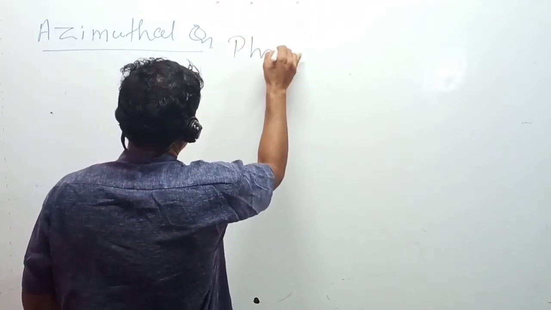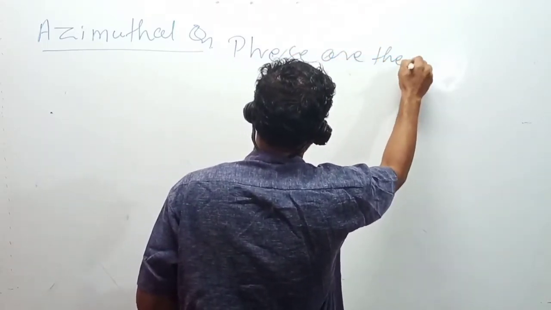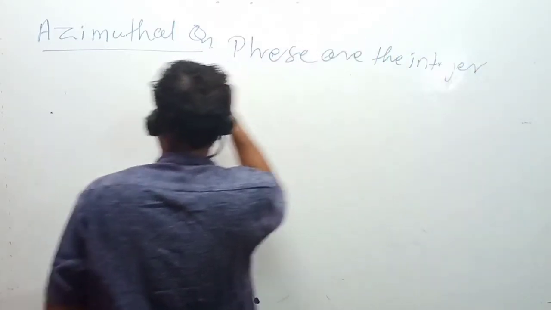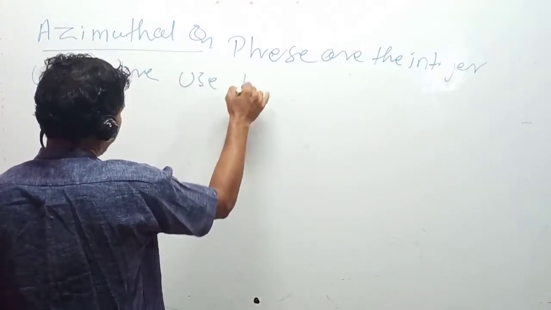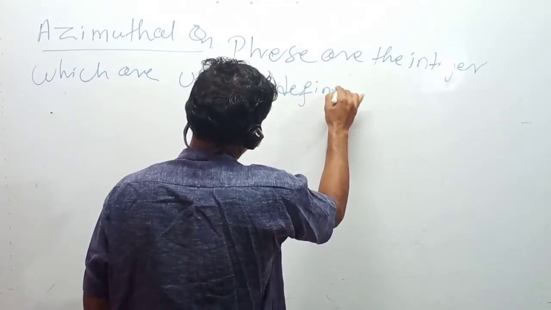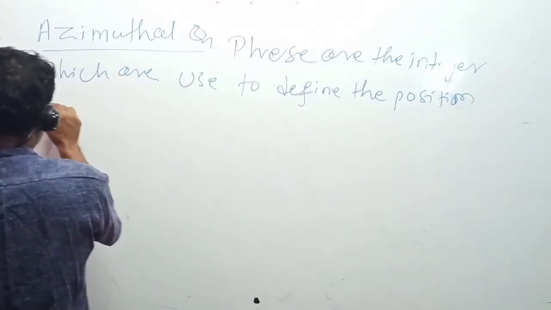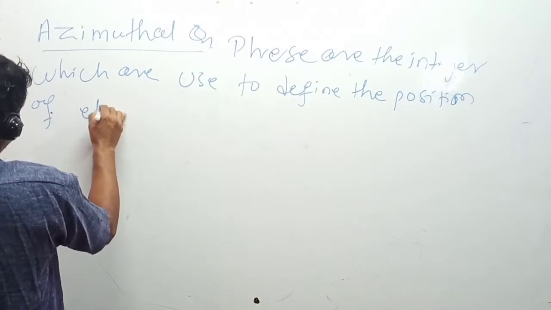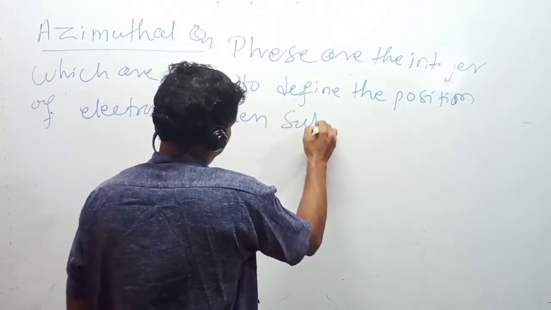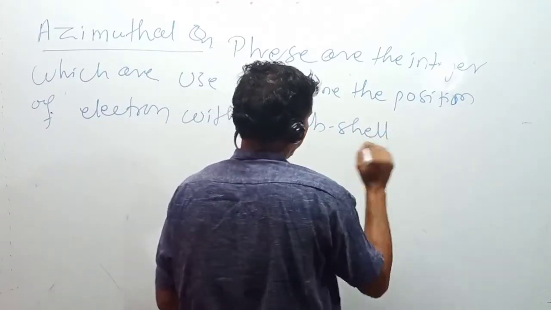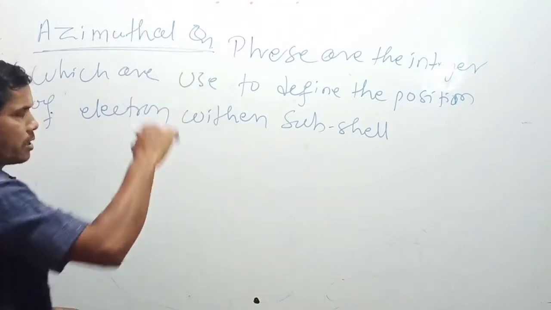These are the integers which are used to define the position of the electron within a subcell that is present in a cell. This is the definition of the azimuthal quantum number.